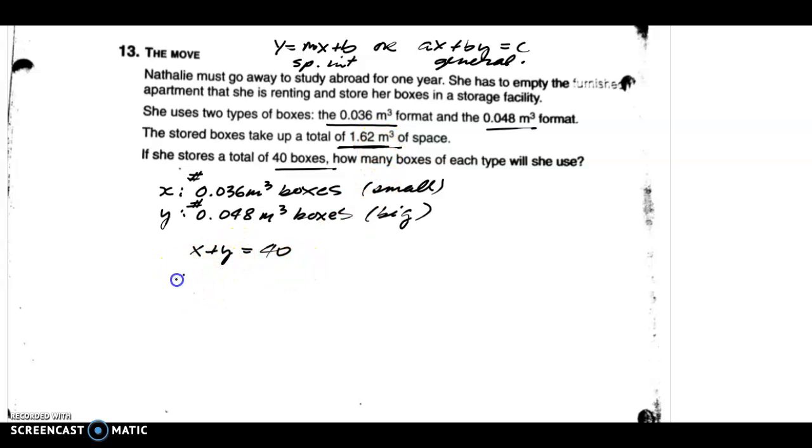So we're now going to say we have 0.036 of x, those number of boxes, plus 0.048 of y, because this is the volume you have. Add all these up and you're going to get 1.62. That's your total volume. So this is equation 1, and here's my equation 2.